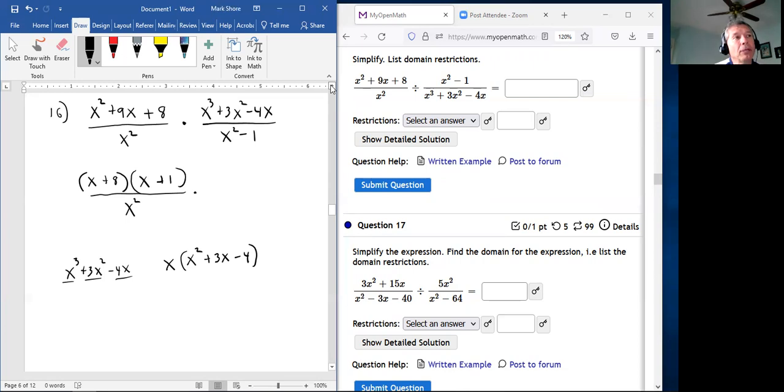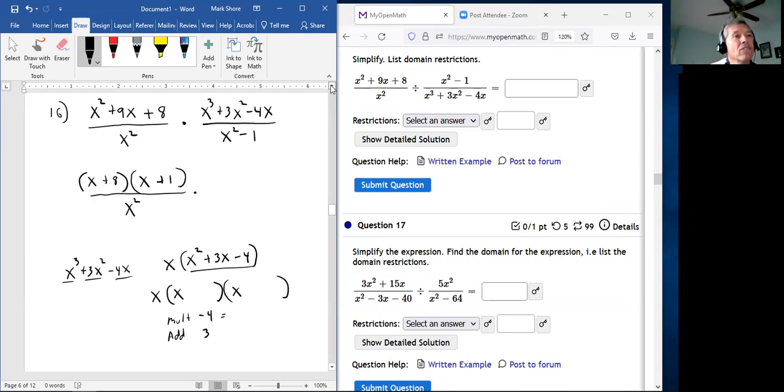Now I need to break down this thing further. That's a trinomial that breaks into the two parentheses. The x squared breaks into x and x, and now you play the game. You say two numbers that multiply together to give you -4, and they add up to 3. So think of numbers. If they multiply together to give you -4, that means one of the two numbers is negative.